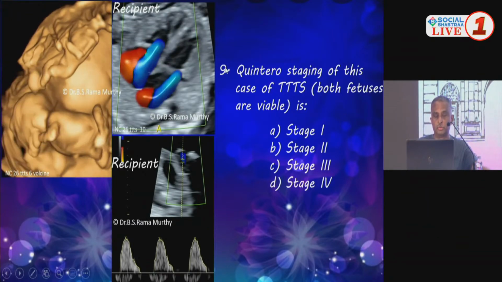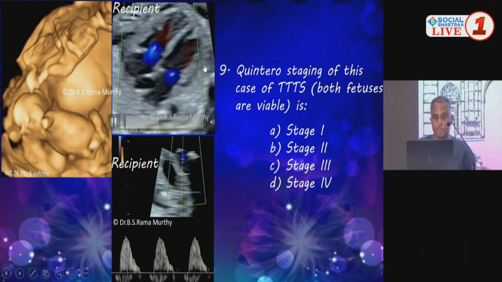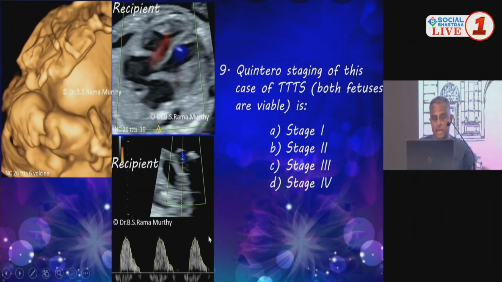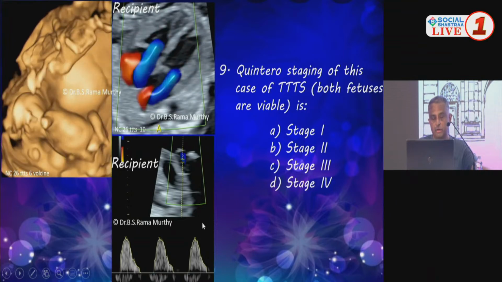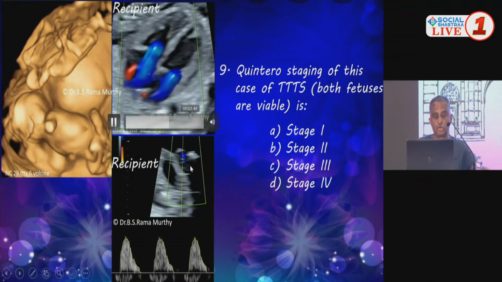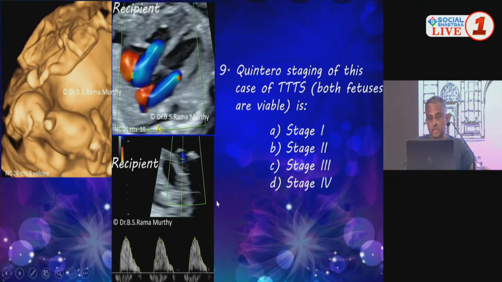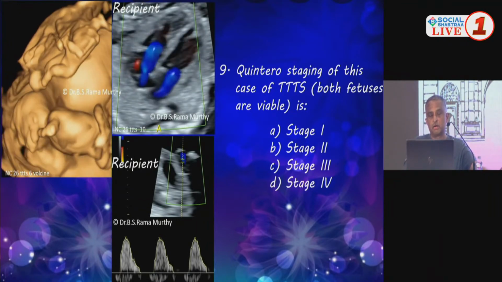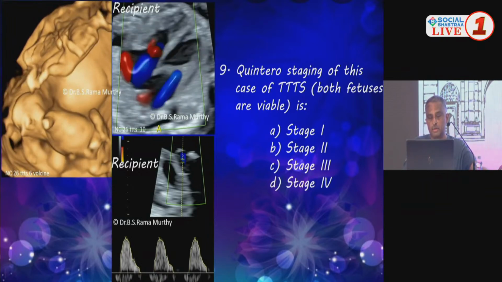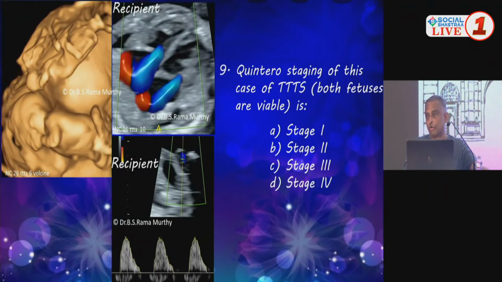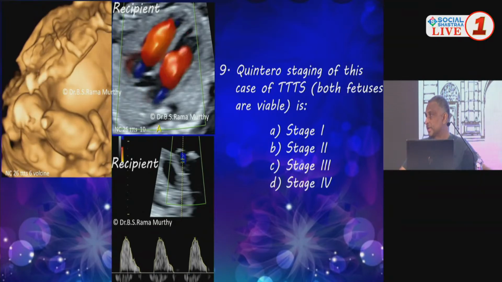Now, you have the fetal heart color Doppler here, and you also have the umbilical artery of the recipient twin shown to you here. So, given these findings, the stage of this TTTS is 1, 2, 3, or 4. Your voting starts now.